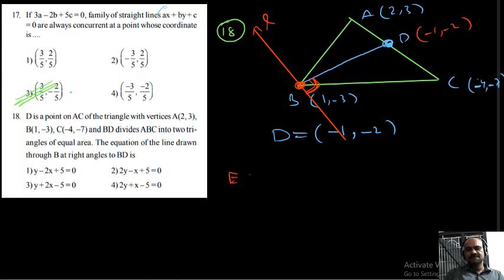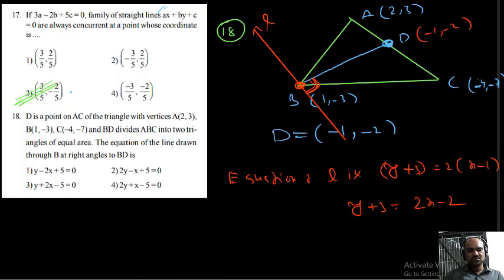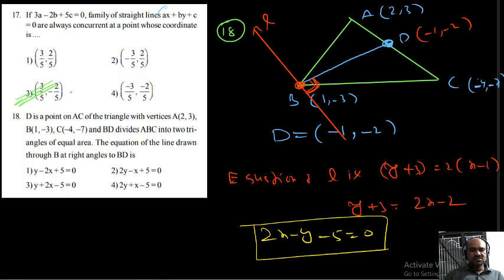Equation of L is y minus y1 equals slope 2 into x minus x1. So y plus 3 equals 2x minus 2, or 2x minus y minus 5 equals 0. This is the required straight line. All y are positive here, that's why I want to write y positive: y minus 2x plus 5 equals 0. Both are the same only, so I can go with option 1.